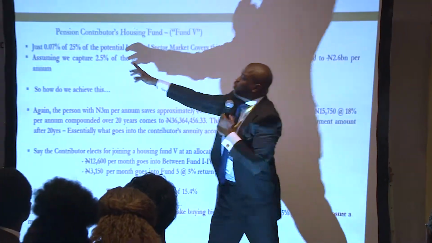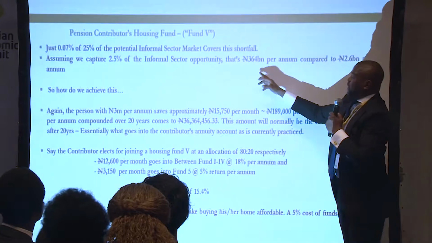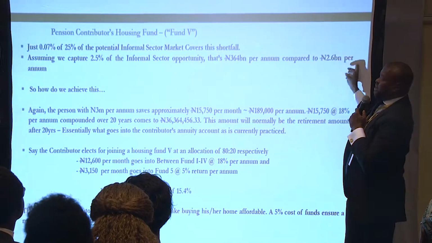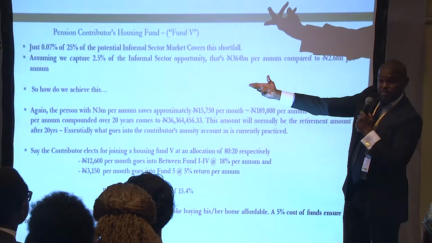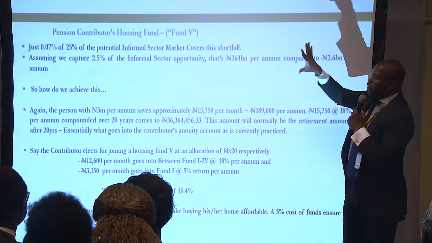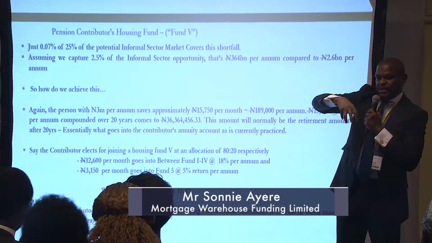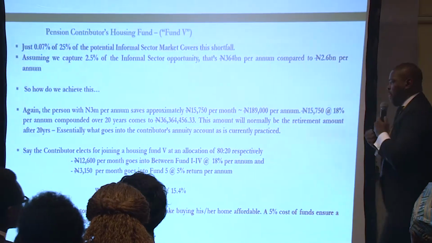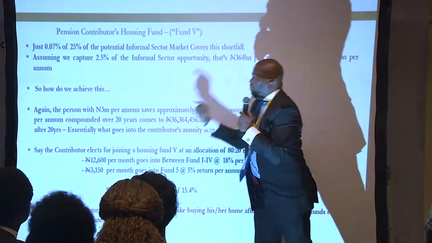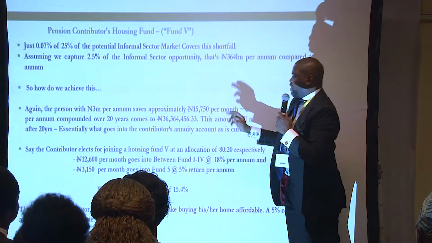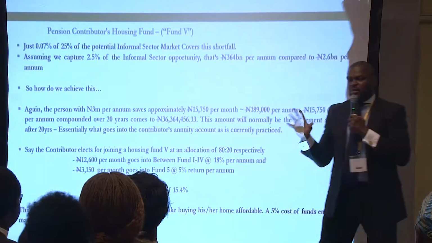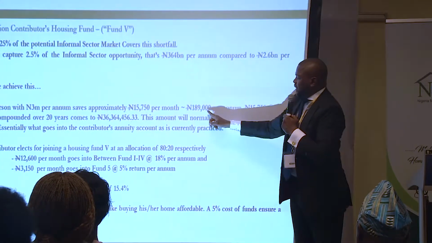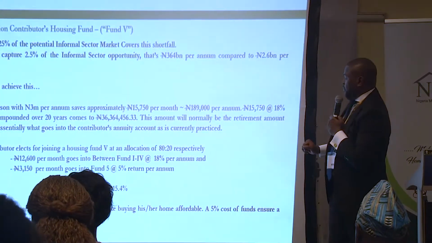In fact, at 2.5% informal sector, 364 billion per annum, compared to the 2.6 that they're losing, just by capturing 2.5%. So in other words, it actually is in their interest to use the housing to bring in the informal sector. That same person, 3 million per annum, saves approximately, when I calculate, about 15,750 pension per month. That goes to 108,000 naira per annum, okay?